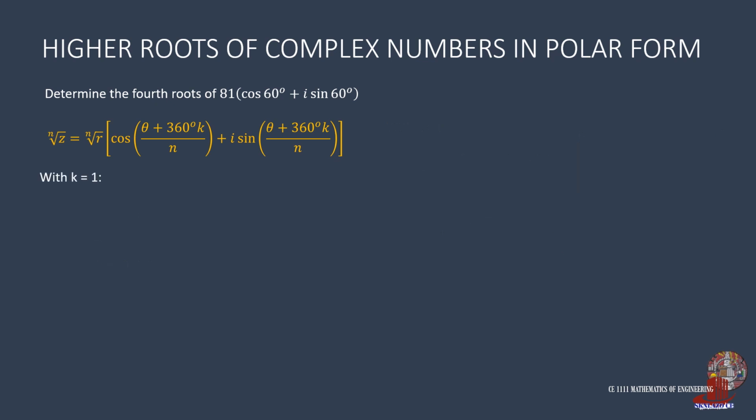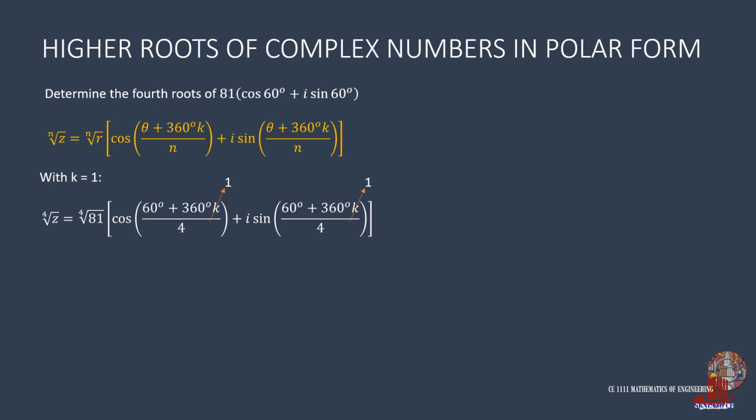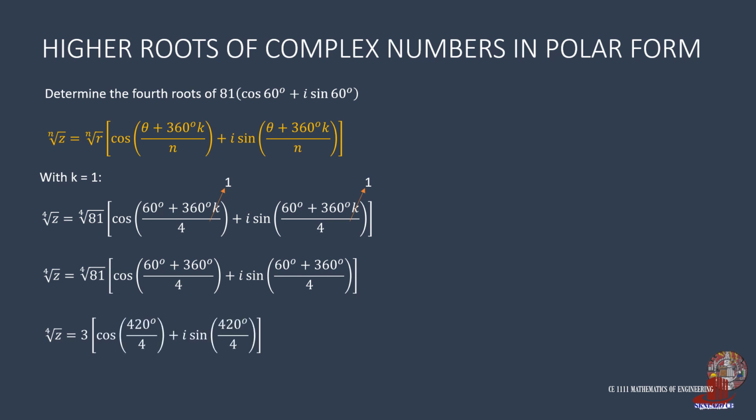The second root can be taken as k equal to 1. This will make the argument one revolution different, so the equation becomes the fourth root of 81 times cosine of (60 plus 360) divided by 4 plus i sine of (60 plus 360) divided by 4. Simplified as 3 times cosine of 420 degrees over 4 plus i sine of 420 degrees divided by 4. So the second root of the number is positive and negative 3 times cosine of 105 plus i sine of 105 degrees.